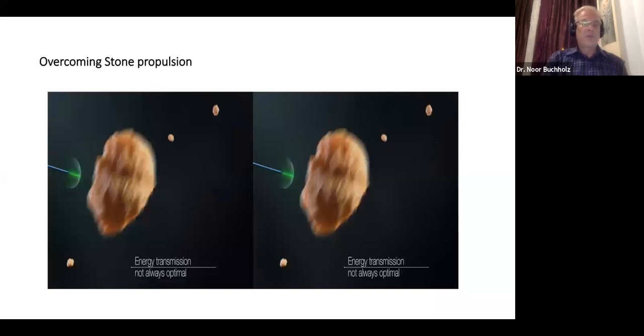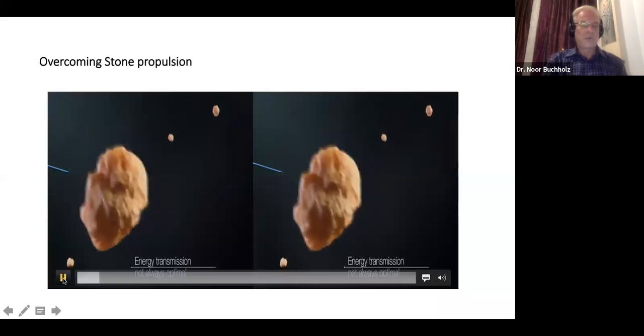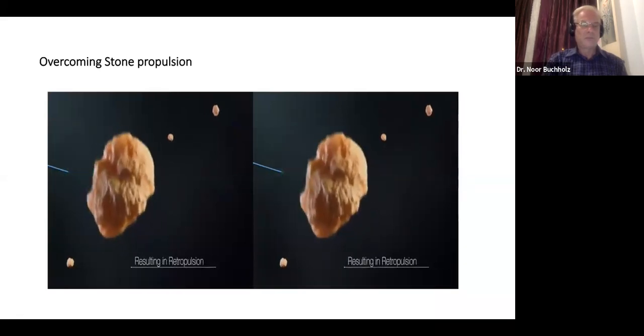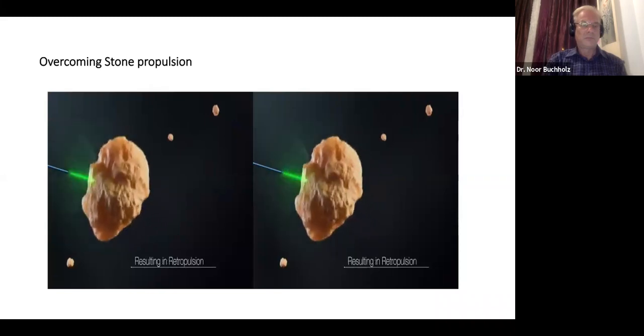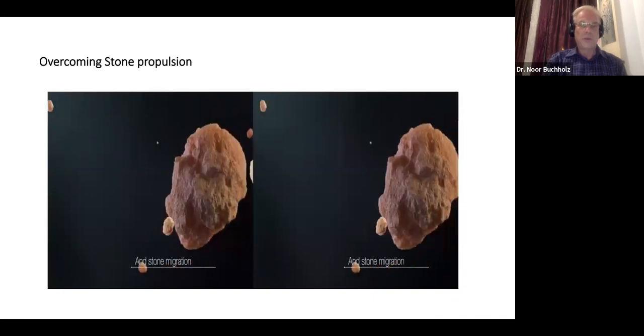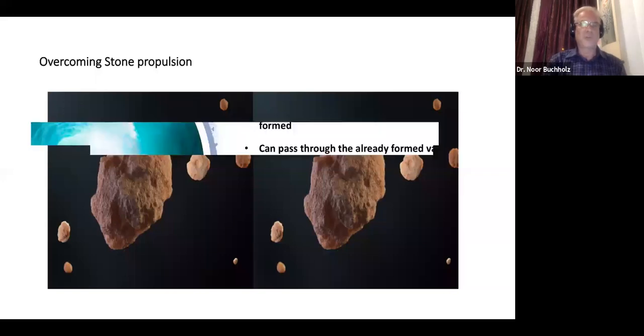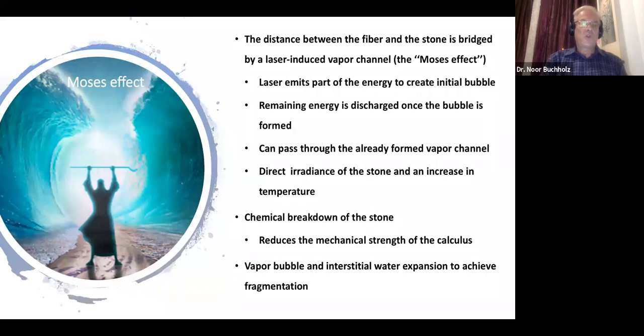Now, one of the problems of laser, for all those who are familiar with it, is the retropulsion. So the stone moves quite a bit when we laser and may go away from us, and then we might not find it anymore. So that is a little bit of a problem. So some lasers have the so-called Moses effect.